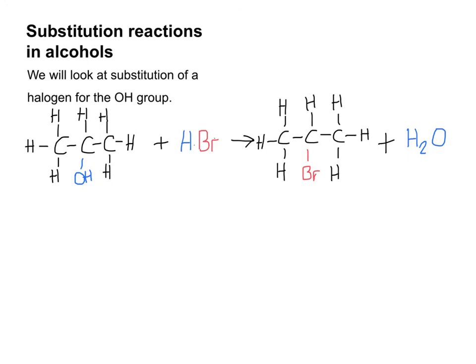So I'm using propan-2-ol as my example, and hydrobromic acid is my source of bromide ions. Obviously, bromine is the halogen that's being substituted for the OH group in this case. So there's two steps to take. The first step is to create the HBr, and the second step is to then react it with the propan-2-ol.